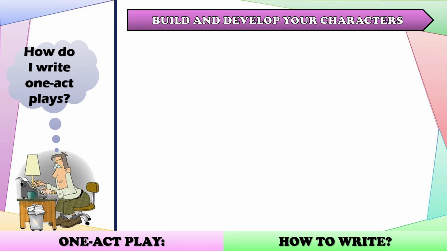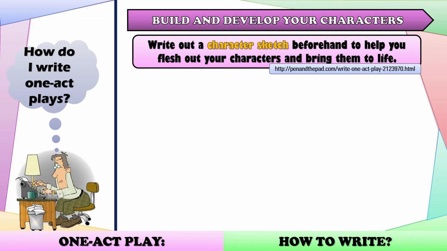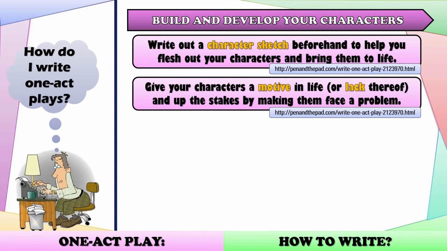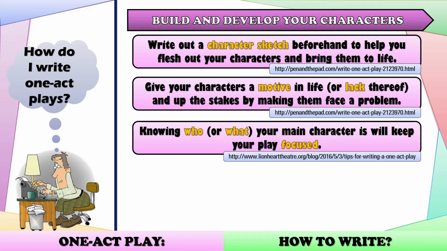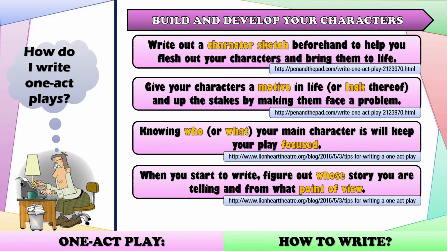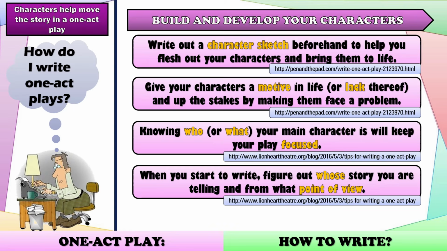Next is to build and develop your characters. Write out a character sketch beforehand to help you flesh out your characters and bring them to life. Give your characters a motive in life or lack thereof and up the stakes by making them face a problem. Now, it is important to know who or what your main character is, as this will help keep your play focused. Furthermore, when you start to write, figure out whose story you are telling and from whose point of view. Building your characters in the story is important because the characters help move the story in a one-act play.